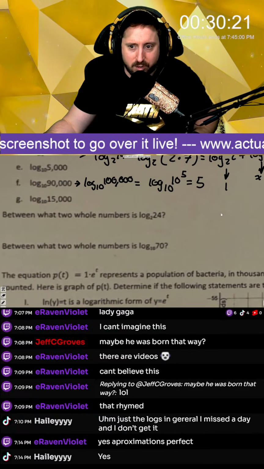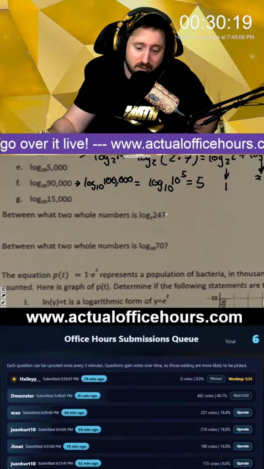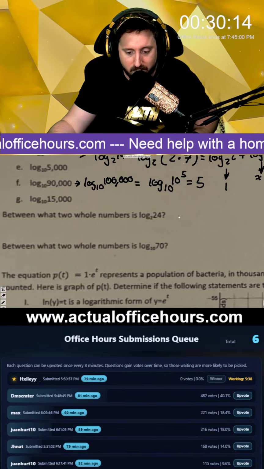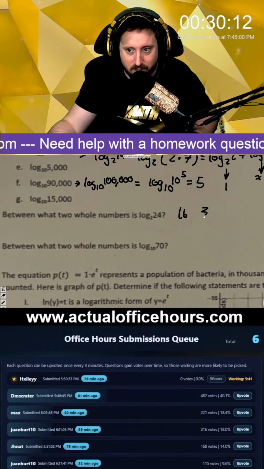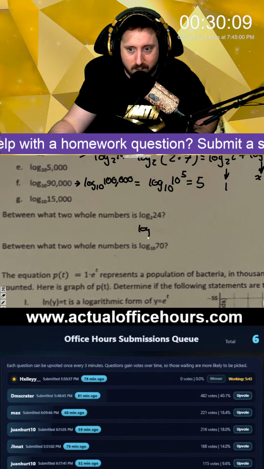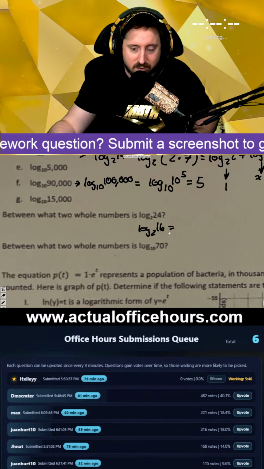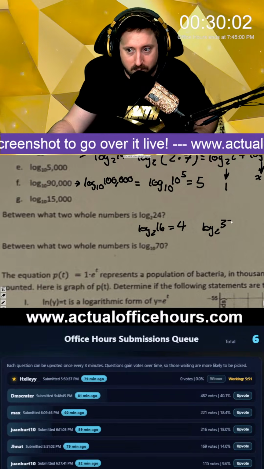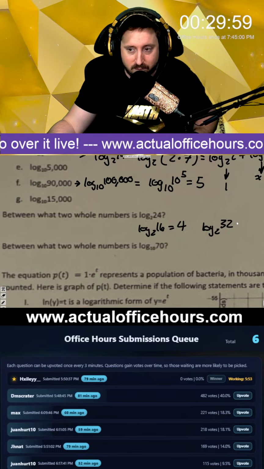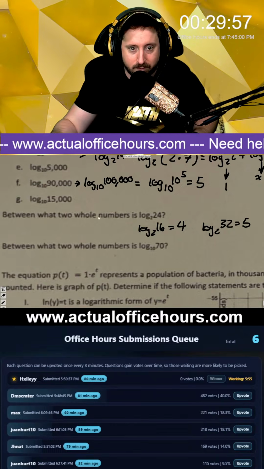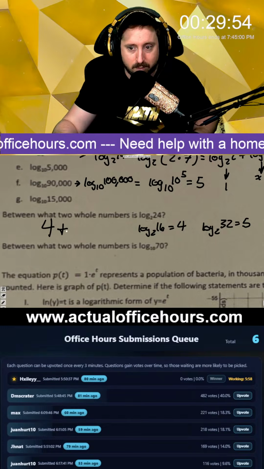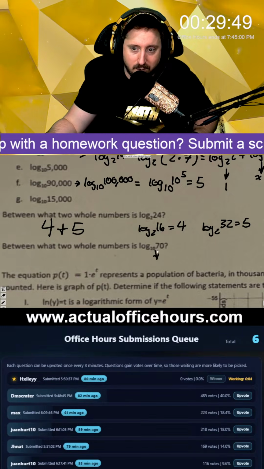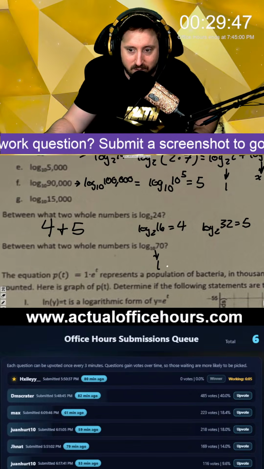Between what 2 whole numbers is the log base 2 of 24? Okay. So you have to think about what are nice powers of 2 that 24 is between. That's between 16 and 32. So log base 2 of 16, 16 is 2 to the 4th, that's equal to 4. And then log base 2 of 32 is the same thing as 2 to the 5th, so that's equal to 5. So it's between the numbers 4 and 5. Same thing here. This is between 10 and 100, so 1 and 2.